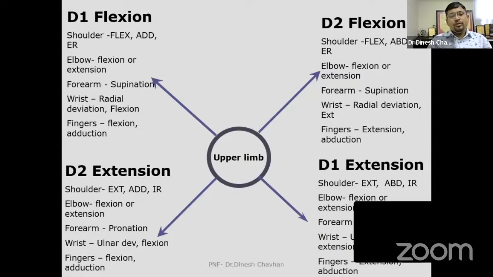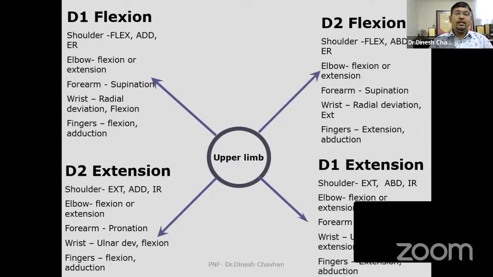So when we want to perform a D1 flexion of the upper limb, we have to start from D1 extension of the upper limb. So we should know what the D1 extension movements are. The starting position will be D1 extension for D1 flexion, and the ending movement will be D1 flexion. The same happens with D2 flexion. If we want D2 flexion, we have to start from D2 extension. For D2 extension, we should know what movement occurs at the shoulder, elbow, forearm, wrist and finger. That will be our starting position.